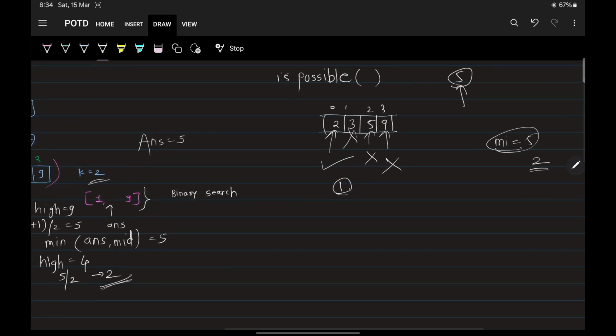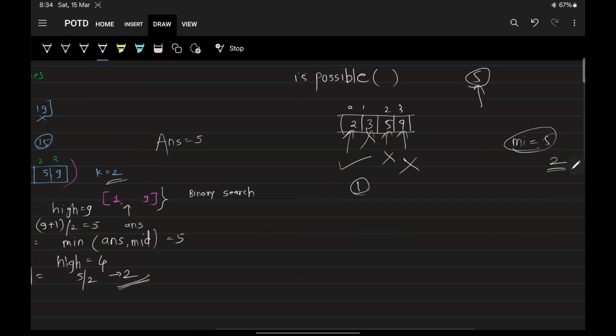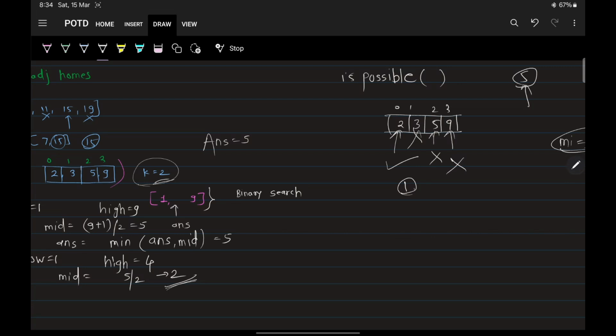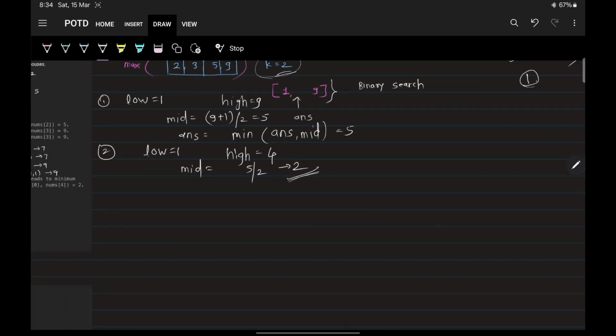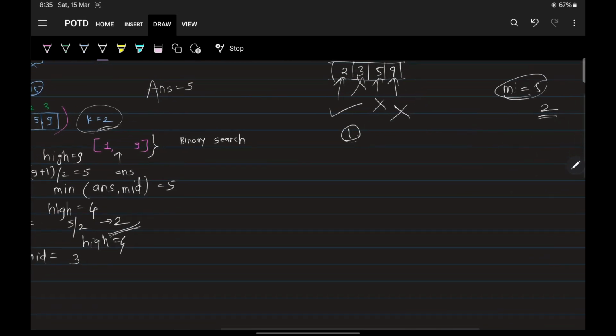But what is given? I have to rob at least k. My k is given as 2. So I can't rob this, so it is not possible. This function will return false. If it is returning false, I will try to go to the upper range. So I will update my low equal to mid plus 1. What was my mid? Mid was 2, so it will be 3. High again will be 4. What is my new mid now? 3 plus 4 by 2, that is 7 by 2, which is again 3. So now I will try for 3.